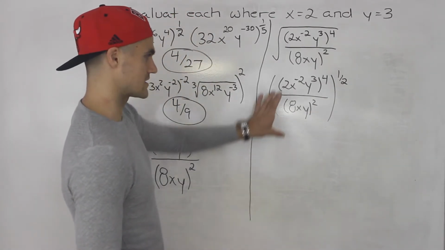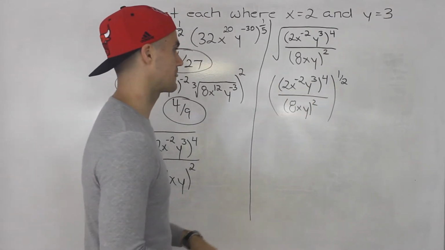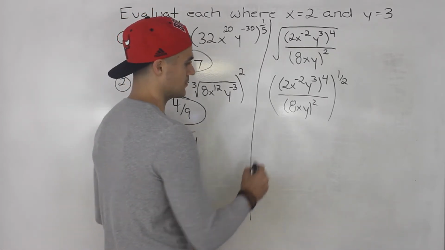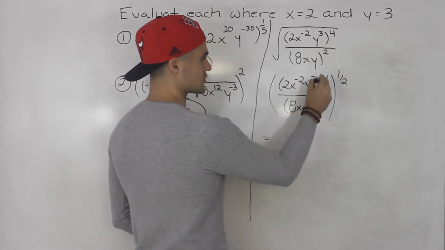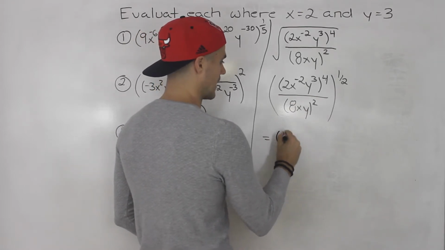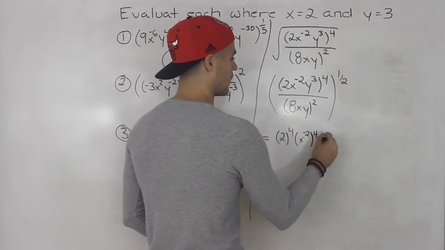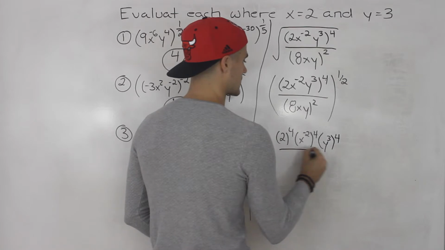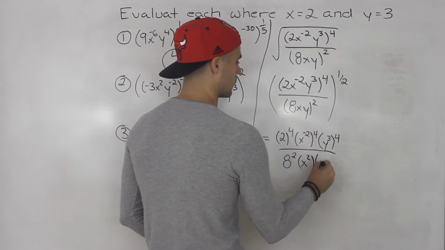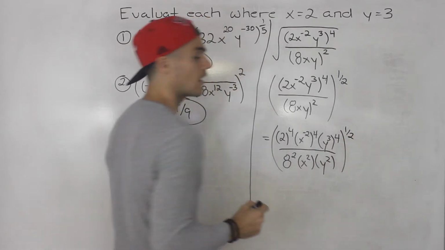So what I'm going to do is simplify this fraction first, and then distribute that 1/2 inside the bracket. At this point, let's just distribute this exponent inside this bracket. So we'll have 2 to the power of 4, x to the negative 2 to the power of 4, and y to the power of 3 to the power of 4. That's going to be all over 8 to the power of 2, x to the power of 2, and then y to the power of 2. And all of this is still going to be to the power of 1/2.